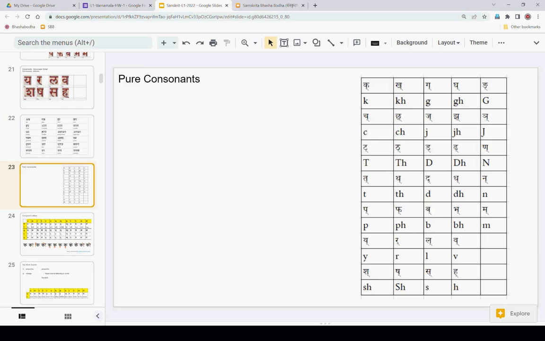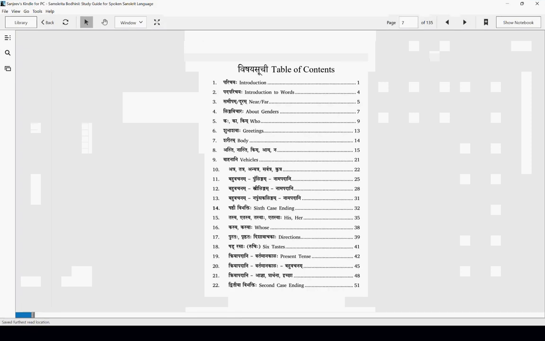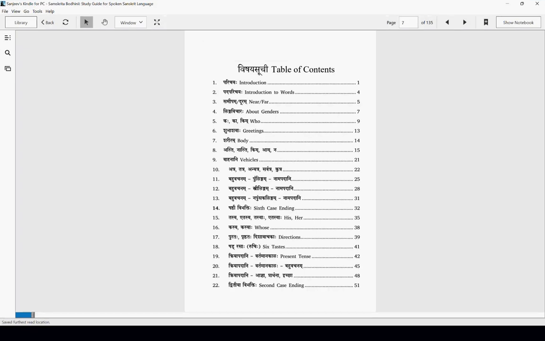Before we move forward, I'll show you the book. If you might have acquired this, that's fine; if not, you can just look at the screen. Now, this book we are going to follow, just generally how it is organized. There is a Parichaya first, Pada Parichaya, introduction to words, and these are the things we are going to study.